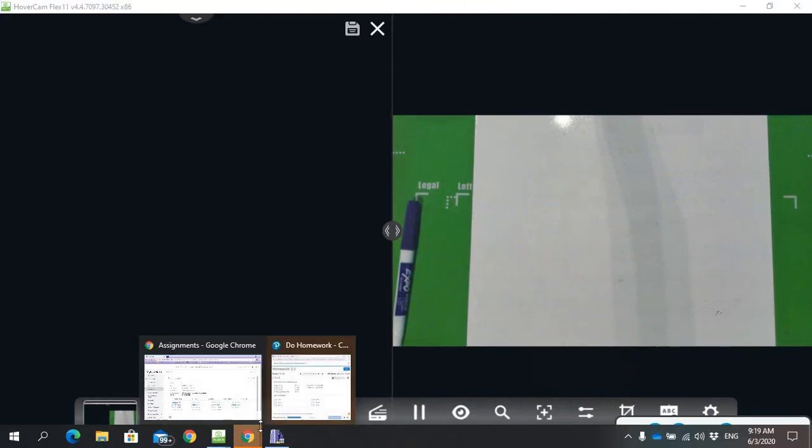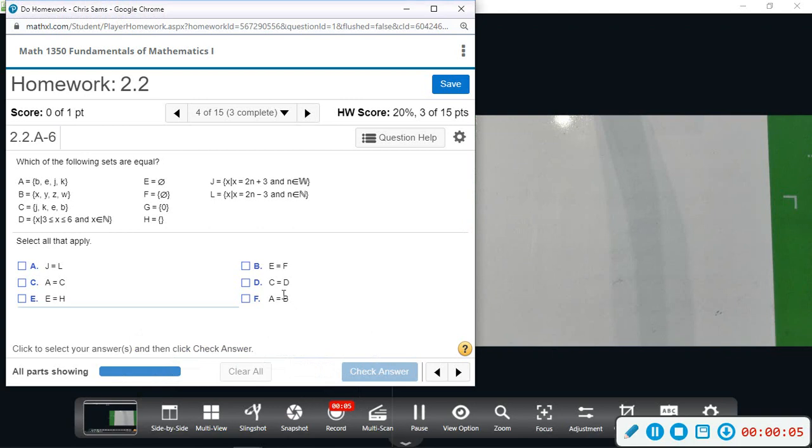All right, number 4, we want to know which of these sets are equal. Equal meaning they have the same number of elements and the same exact elements. They don't have to be in the same order, but each set has the same elements and the same number of elements.